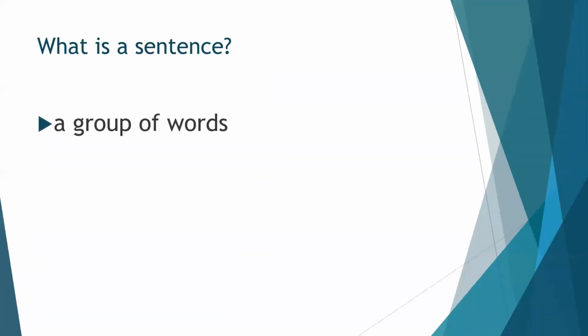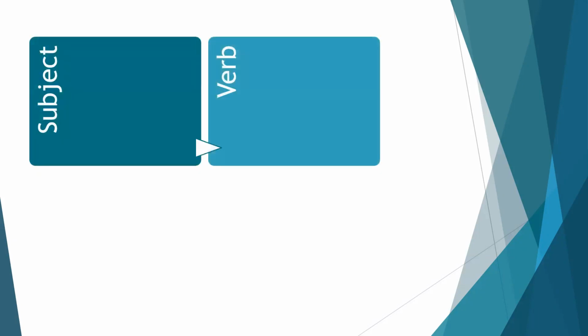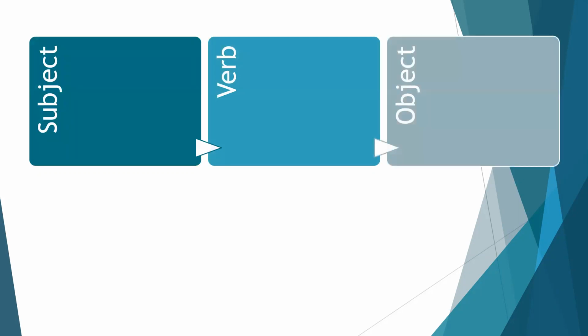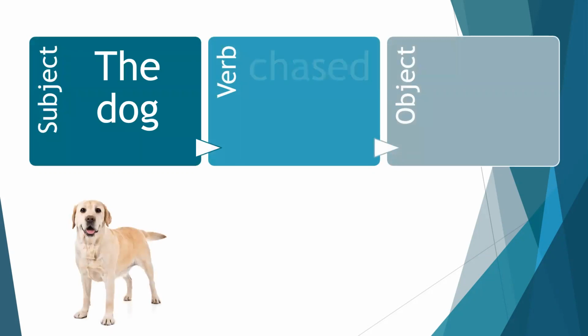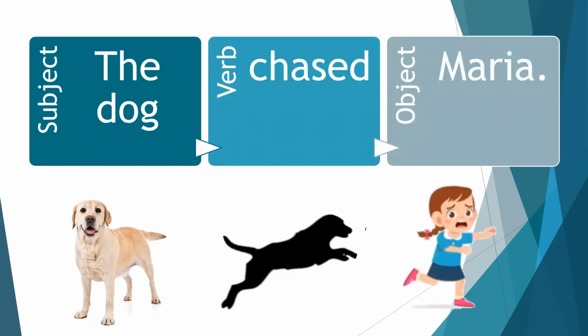Now, a sentence is a group of words that expresses a complete thought in English. But how do you know whether a sentence is good English, is a complete thought? In English, you need a subject, a verb, and sometimes an object. Okay, what's an example of a subject? The dog. Verb, chased, because chased is an action. And the object, which is usually another noun. So the dog chased Maria.